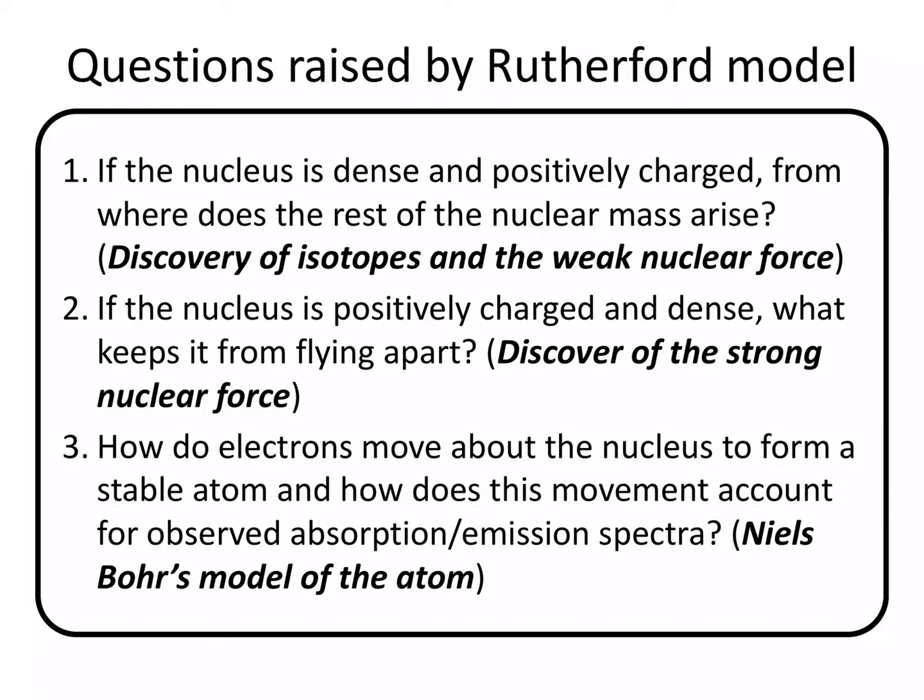The main conclusions, there was a bunch of interesting things that came out of the Rutherford model of the atom, but the most important conclusion that came from it was the idea that most of the mass of an atom is condensed in its nucleus, and the nucleus is composed of positively charged particles, right? So if the nucleus is dense and positively charged, a question that arises from this is, where does the rest of the nuclear mass come from?